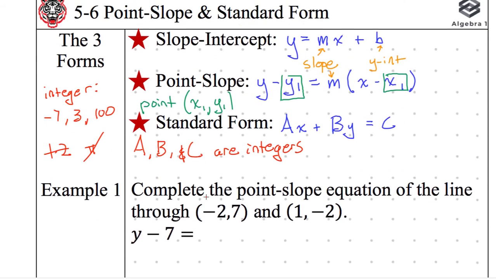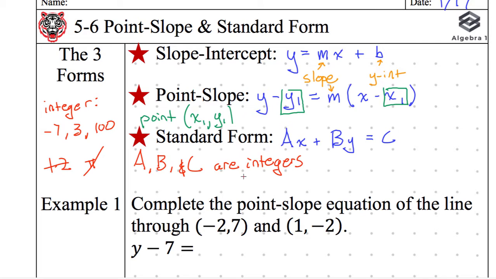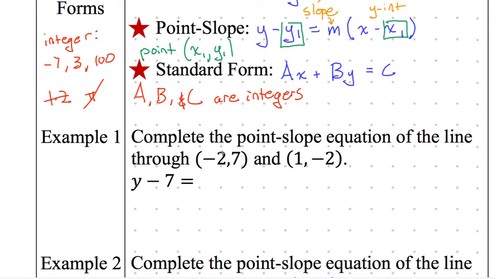But examples 1 and 2 are playing with point-slope form, and these are very similar to the problems that you'll see on Khan Academy as well. So example 1: complete the point-slope equation of the line through these two points, (-2, 7) and (1, -2). Okay, so we need to have a point and we need to have a slope. It looks like they're choosing one of these points, and maybe you can see which point that is because they're already saying I'm going to subtract 7.